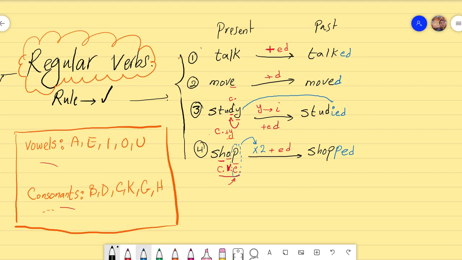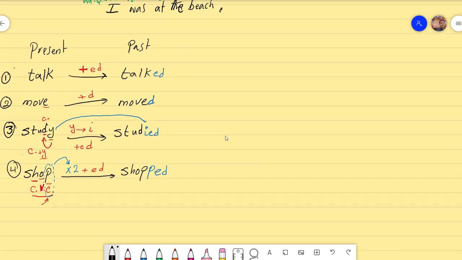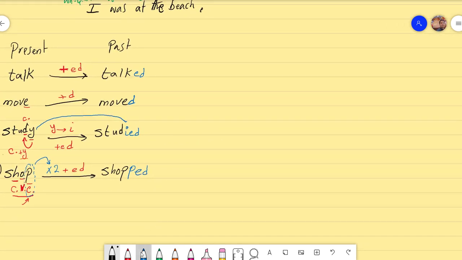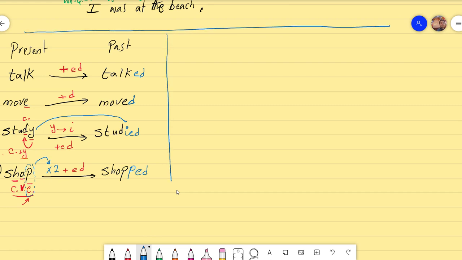Now, let's talk about their pronunciation. There is something that a lot of students have problems with, and that's how we pronounce them. Okay, so I want to talk about pronunciation now, very quickly.